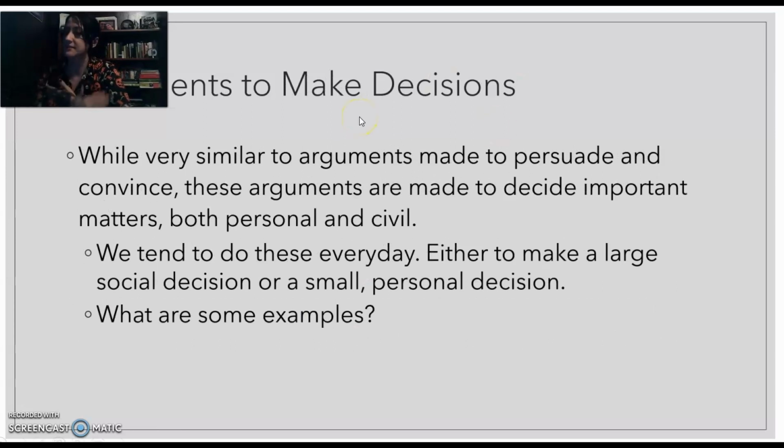Arguments to make decisions, pretty straightforward. Arguments to make decisions are things that you probably do every single day, whether it's personal or it's civil matters. If you wake up in the morning, right, your alarm goes off, you're making an argument to make a decision with yourself. You probably are listening to that alarm, and you're like, okay, I gotta get up now. That's an argument you're having with yourself, right?